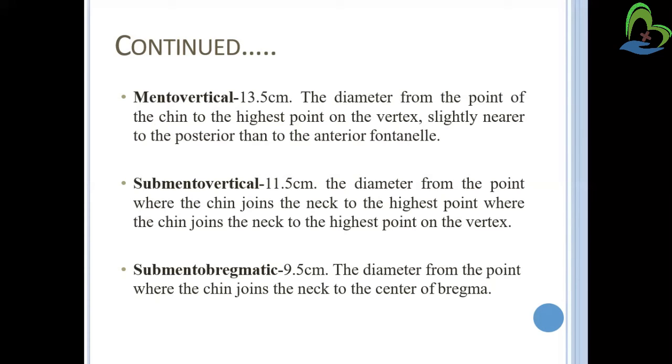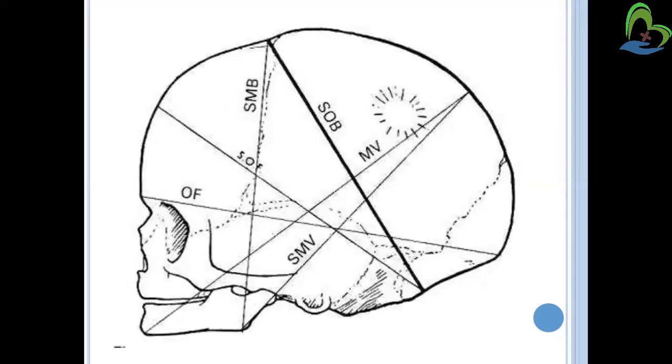Then the submentovertical. It is about 11.5 centimeters. It is the diameter from the point where the chin joins the neck to the highest point on the vertex. Then the submentobregmatic. It measures about 9.5 centimeters. It is the diameter from the point where the chin joins the neck to the center of the bregma. So it's called the submentobregmatic.